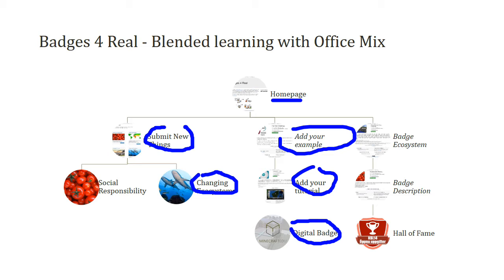Now, digital badges. The way we work with them now is that we will have a badge ecosystem showing what badges are available and the paths to get to the different badges. This will also take you to each badge description, and the link that comes with the badge will actually take you to the badge description.